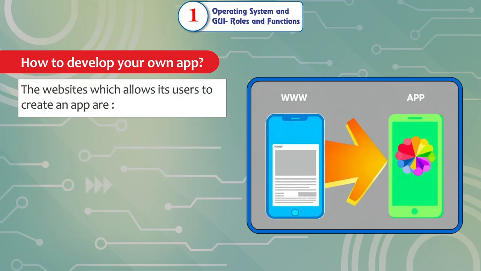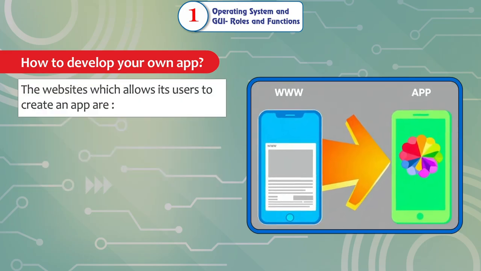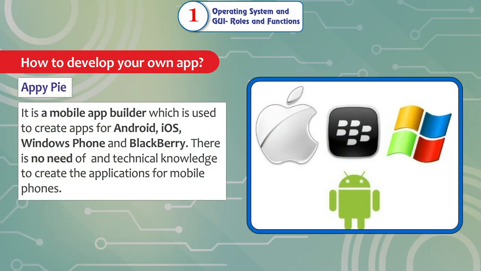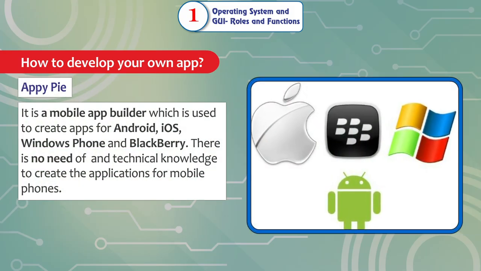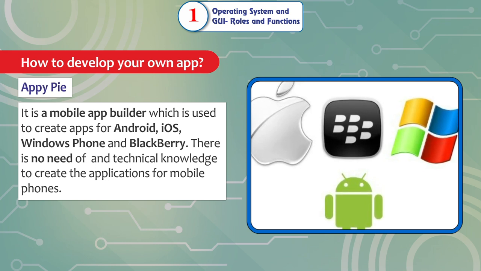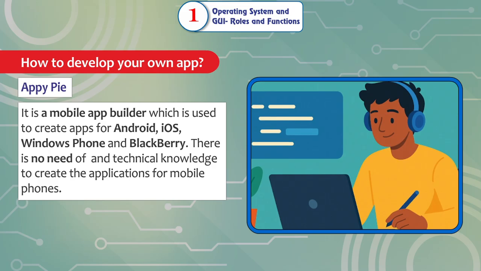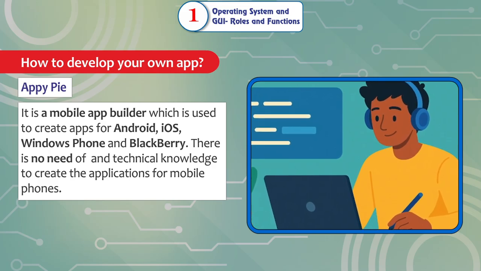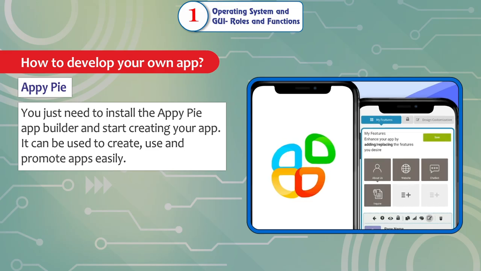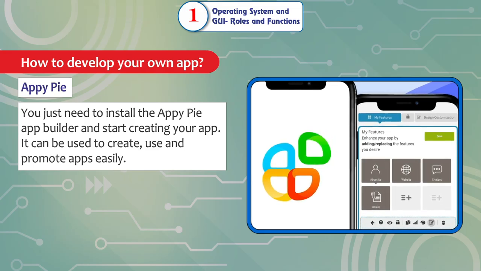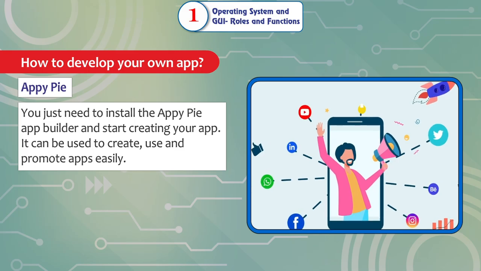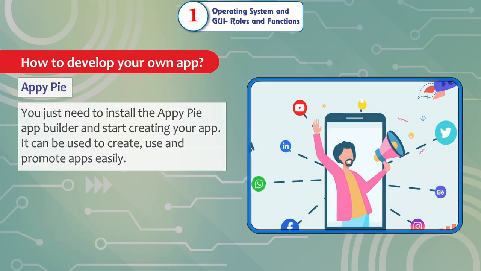The websites which allow users to create an app are AppyPie. It is a mobile app builder which is used to create apps for Android, iOS, Windows Phone and BlackBerry. There is no need of programming skills and technical knowledge to create applications for mobile phones. You just need to install the AppyPie app builder and start creating your app. It can be used to create, use and promote apps easily.